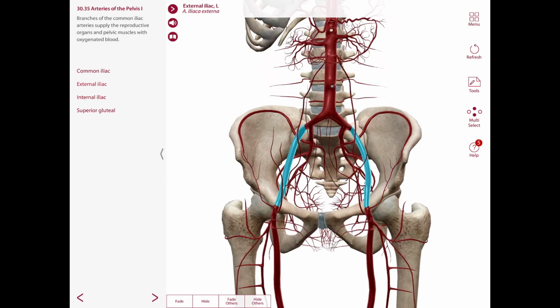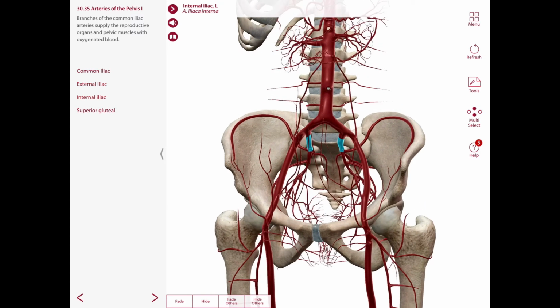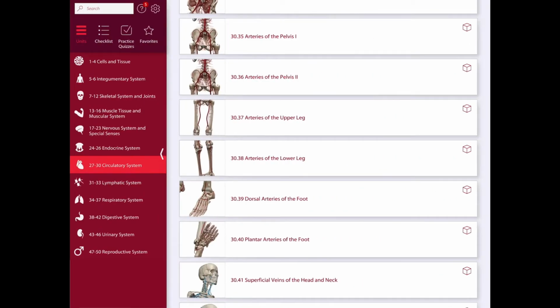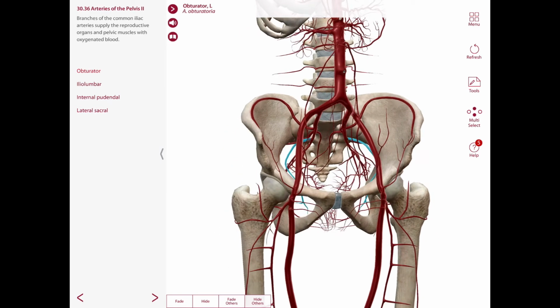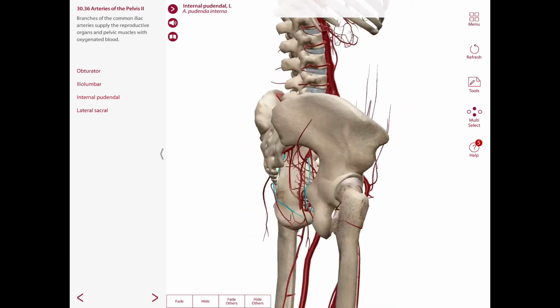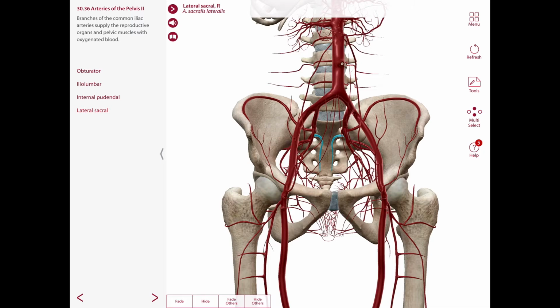Notice that the external iliac goes towards the area of the lower extremities, meanwhile the internal iliac goes towards the pelvic area. And we also have the superior gluteal coming from these internal iliac. Also on the pelvis, we have the obturator arteries, the iliolumbar arteries, the internal pudendal arteries, and the lateral sacral. And all of them are going towards the area of the pelvic region.